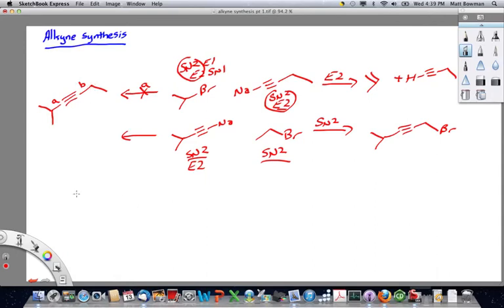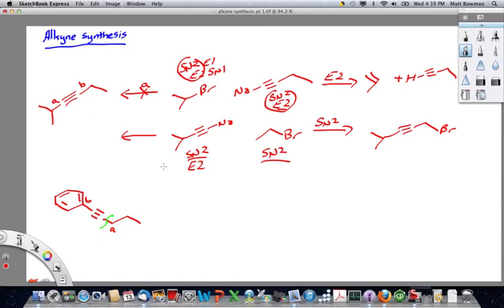Other thing, this example right here. You want to cut the bond right here. Not only is this carbon, carbon A, less substituted, but carbon B is an sp2 carbon, so you can't do the SN2 reaction.